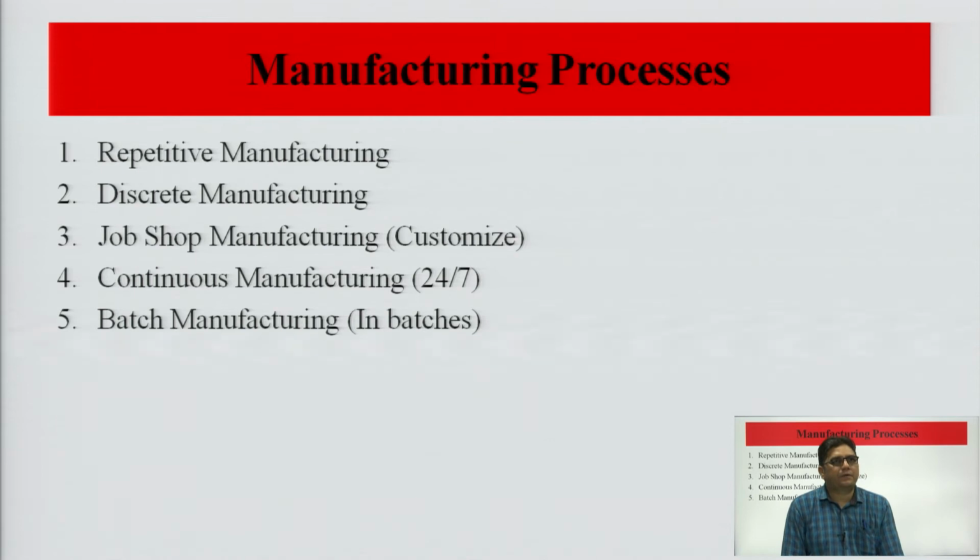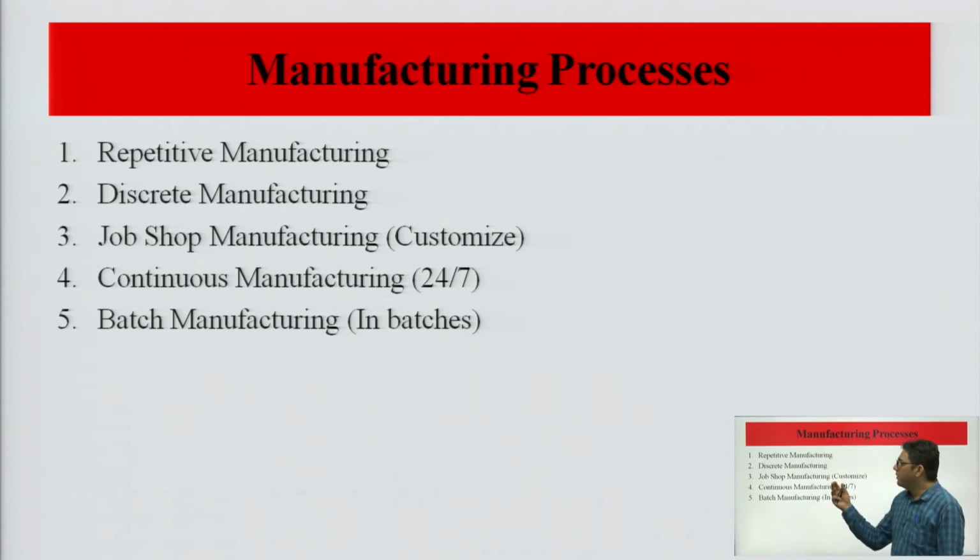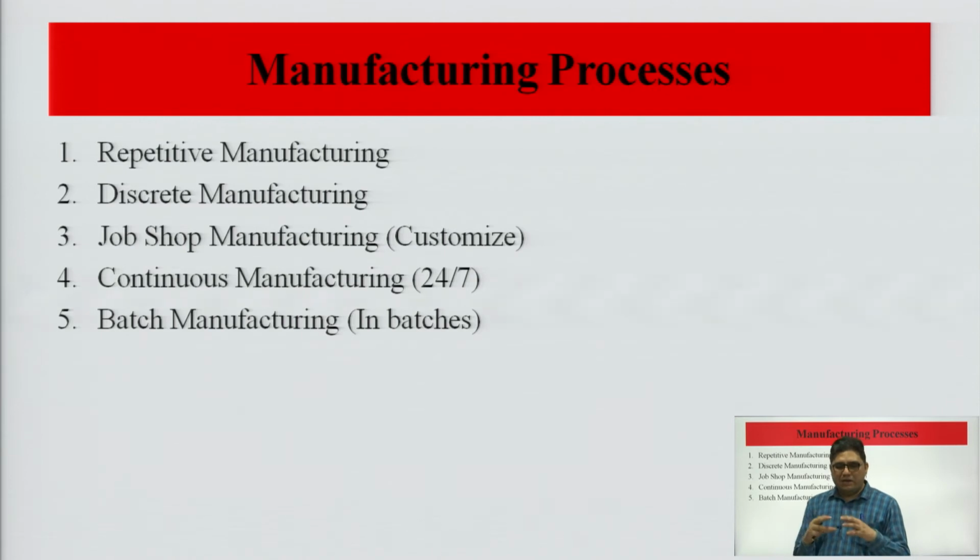Now, there are different manufacturing processes. Broadly, I have taken 4 types of manufacturing processes. First, it is repetitive manufacturing. Repetitive manufacturing processes are for those types of goods or industries where products are always in huge demand. The company will fix a setup, fix a process, and under this process the product will continually keep on being produced.